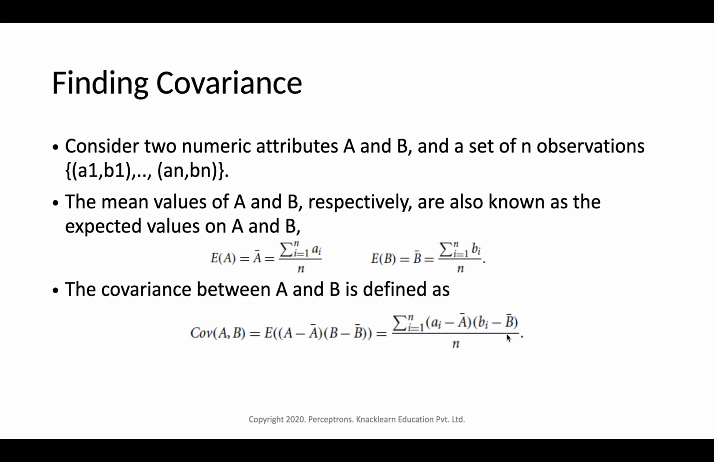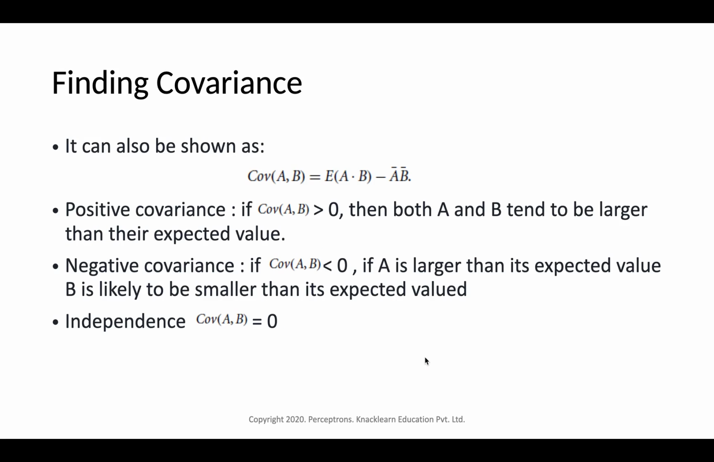So we can find out the covariance among population data by using this particular formula, that is summation of a minus a mean into b minus b mean divided by n. Here covariance, we can write it as COV of A and B, can also be found as expected value of A and B minus A mean and B mean. This is also fine. We can also use this formula to find out the covariance.